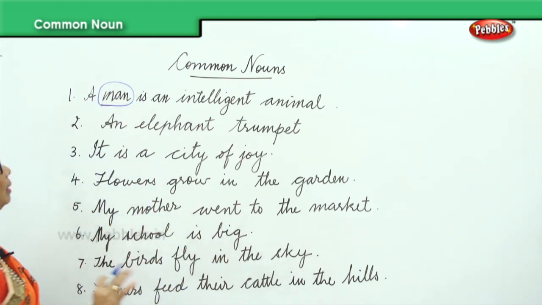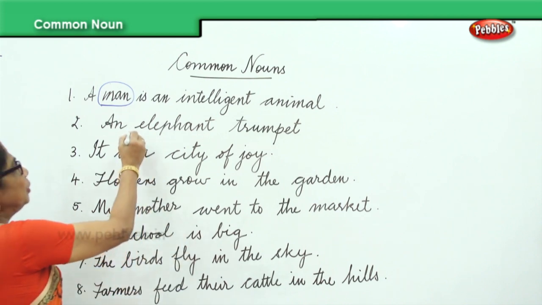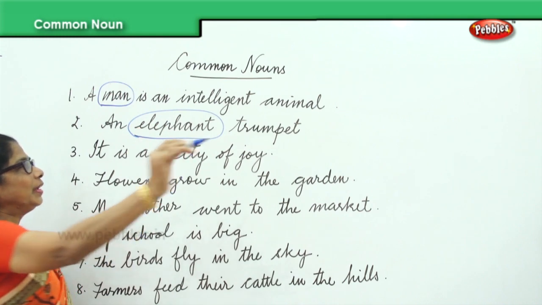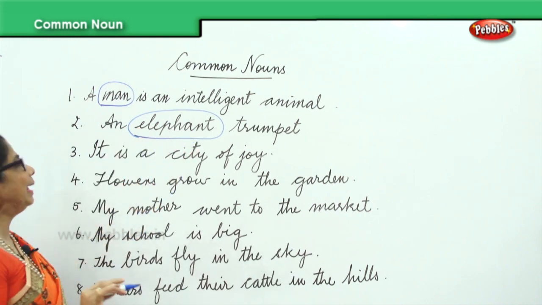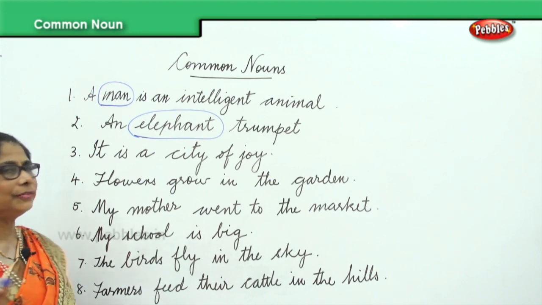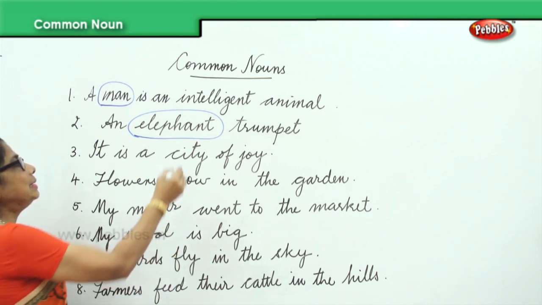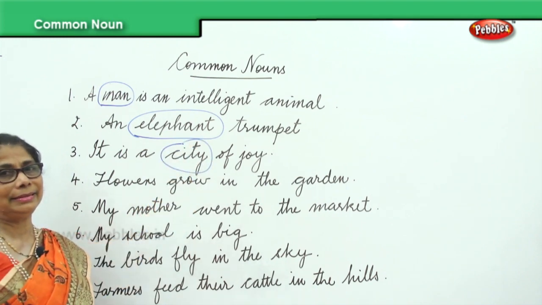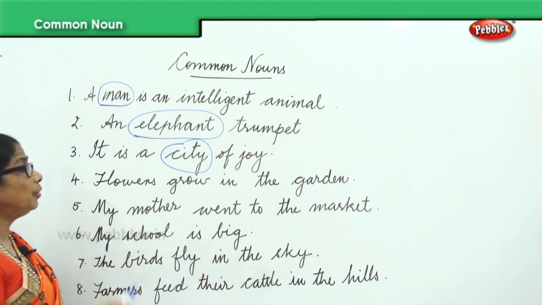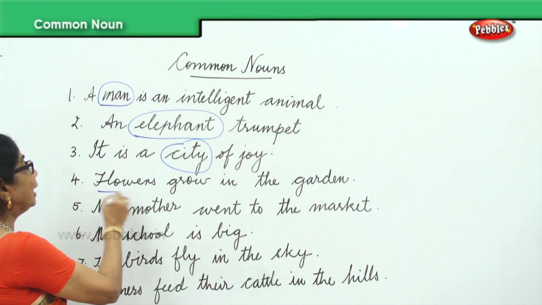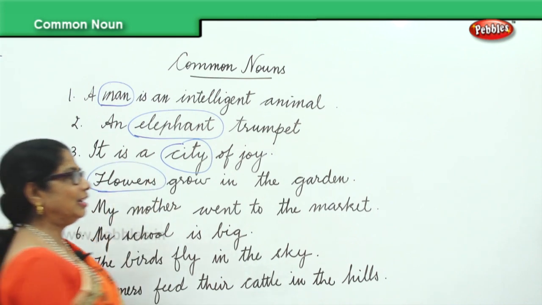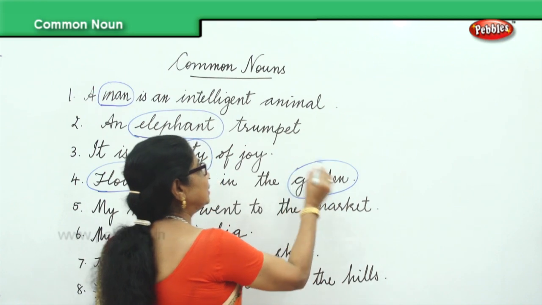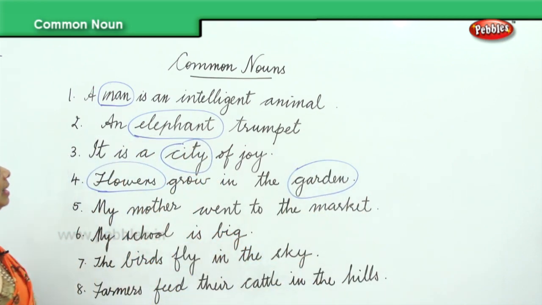Any person. Now, animal, we have said animal, it can be any animal. Now, an elephant trumpets. What does an elephant do? It trumpets. It is not a specific elephant, a common name for any elephant. It is a city of joy. City, any city. Chennai, they didn't say Chennai city, any city. Okay. Now, flowers grow in the garden. Common name for any flower, any garden. They didn't say any particular garden, just garden. So it's a common noun.